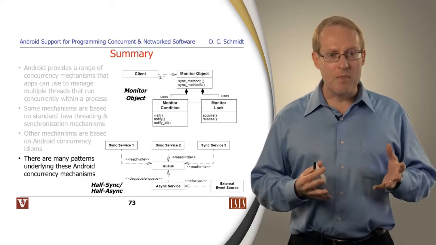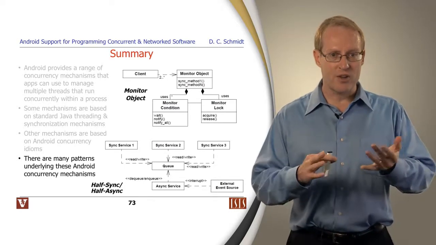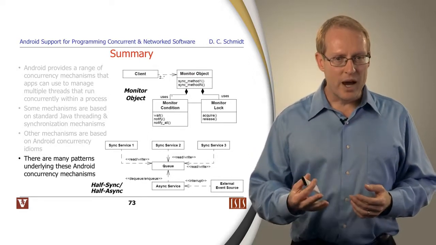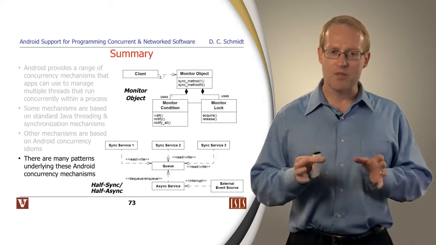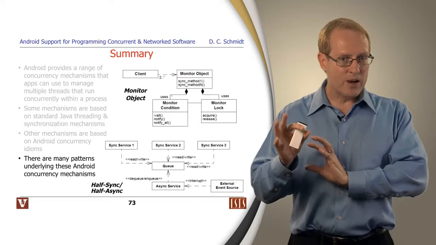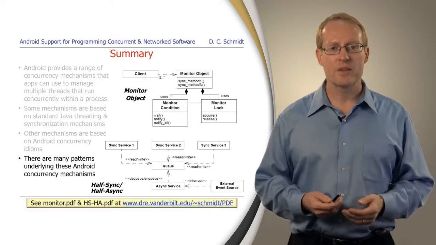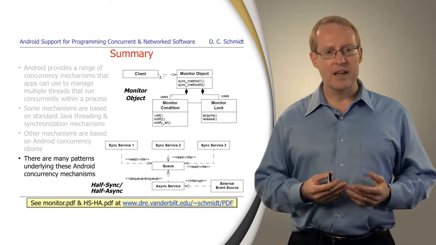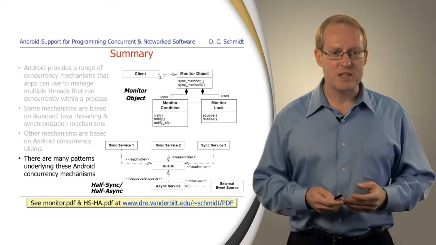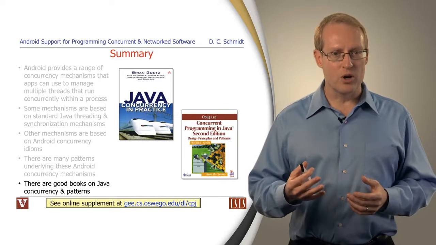As I mentioned, there are many patterns that are part of this. The monitor object pattern is a good example of what you find through Java threading. The half-sync, half-async pattern, which is a POSA 2 pattern that we'll talk about later in the course, is a good example of the way in which things like the UI thread communicate with those background threads through the runnables and the handlers and the messages and so on. And you can take a look at this website, the URL, for information about monitor objects and information about the half-sync, half-async pattern.